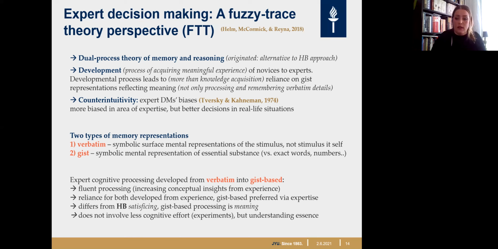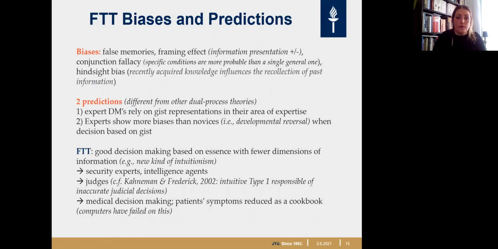and there are many experiments in which this has been seen. So, as I mentioned, the counterintuitive aspect of this FTT is that expert decision-making biases are often in this.